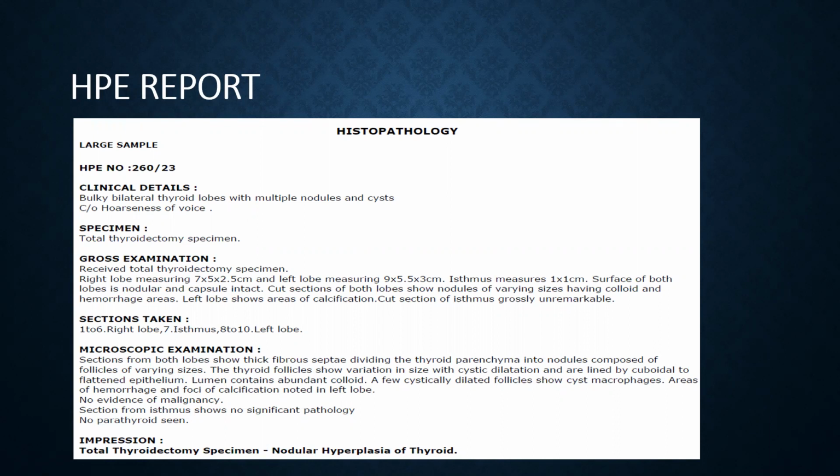What are the tumors that are dependent on TSH? Papillary and follicular carcinoma. So in papillary and follicular carcinoma, it is dependent on TSH. So you need to suppress the TSH. So you give high dose thyroxine so that you keep the TSH at the level of 0.02 to 0.05.